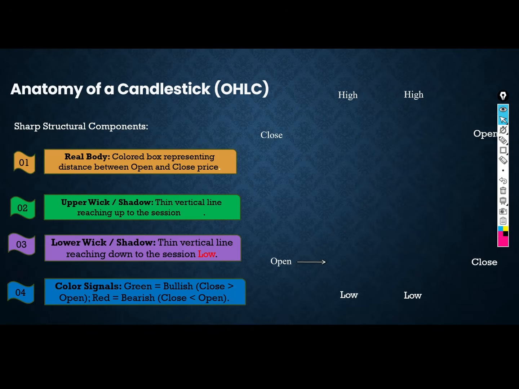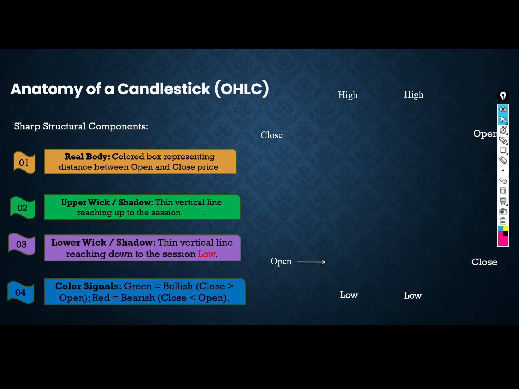What is a candlestick? A candlestick shows what happened to the price during a specific period of time. For example, one candle can represent 1 minute, 5 minutes, 15 minutes, 1 day, etc.